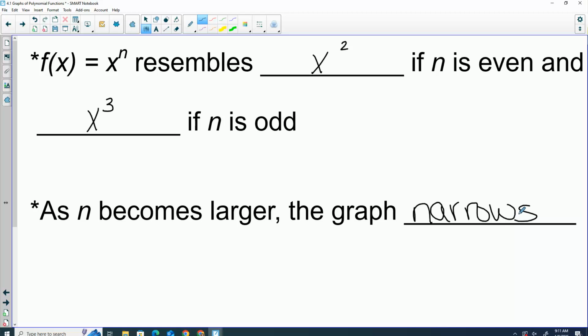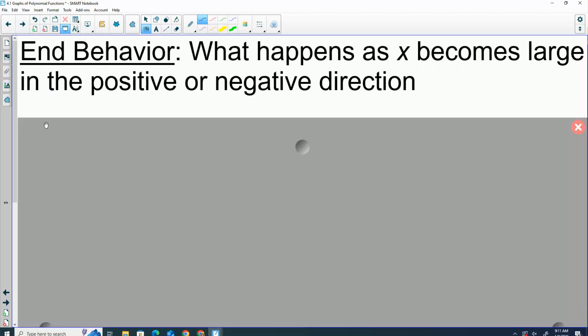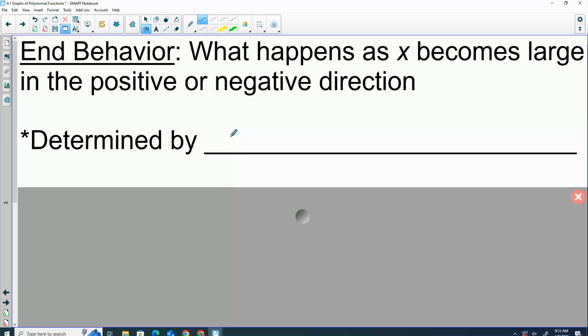But overall, it follows a basic shape. That's what's called the end behavior of a graph. So that is one of the main things we are talking about today. End behavior is what happens as your power gets really big in a positive or negative direction. So it is determined solely by the leading term. So the leading term is the term with the highest power. And there are 2 different cases if it has an even or an odd degree.